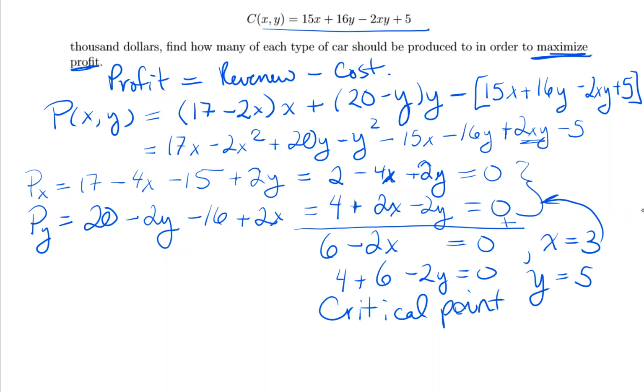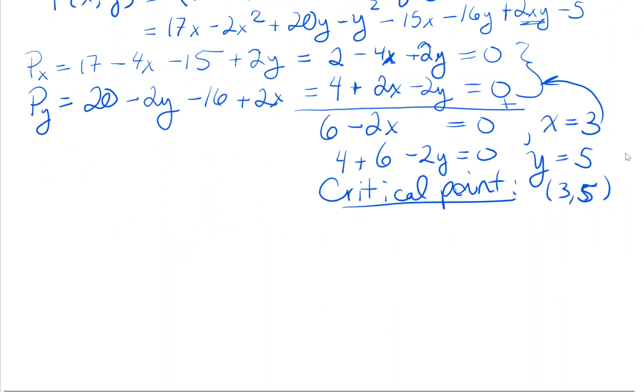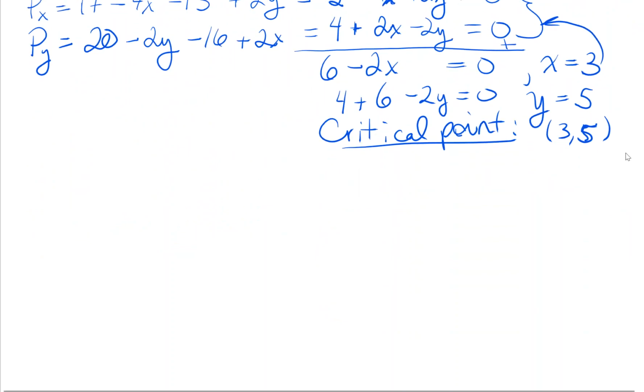I'm really trying to leave my first derivatives where I can see them. It's not going well. And that will give me 3, 5 to check. Now there's only one that came off of this, and it says I should produce 3,000 compact cars and 5,000 midsize. Let's get this derivative party started. So I'm going to scroll this a little bit, but I want to still be able to see py and px since I got to do second derivatives.